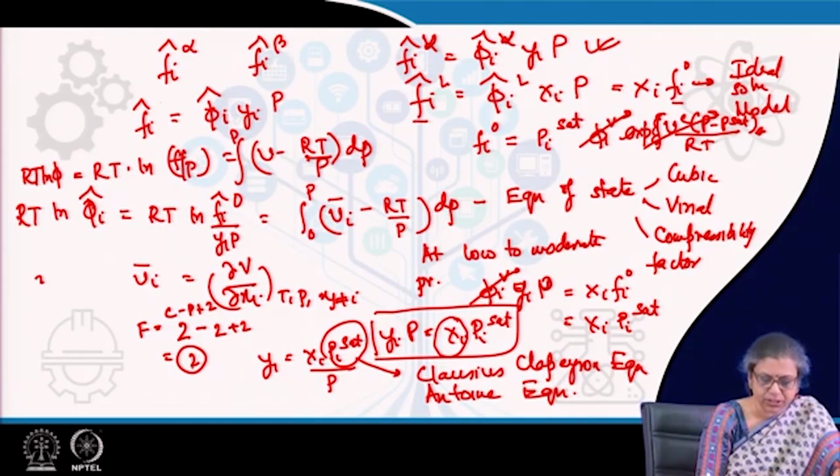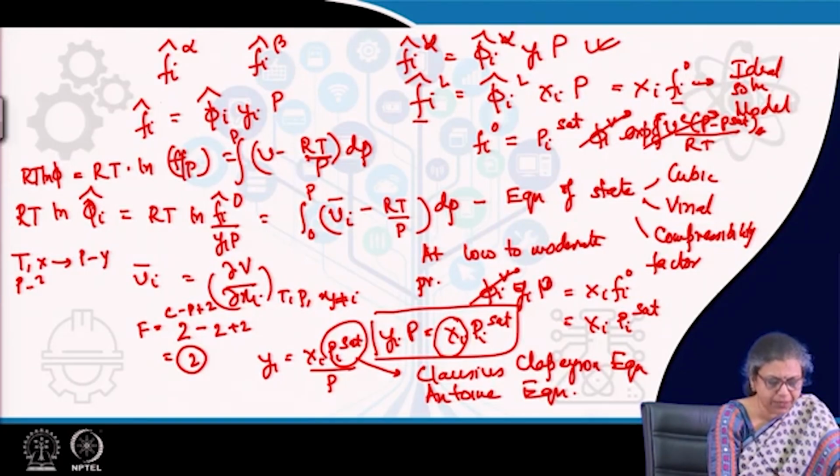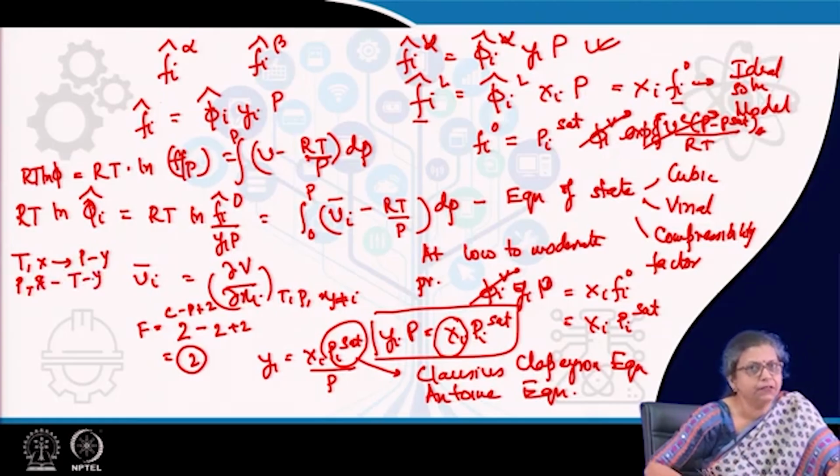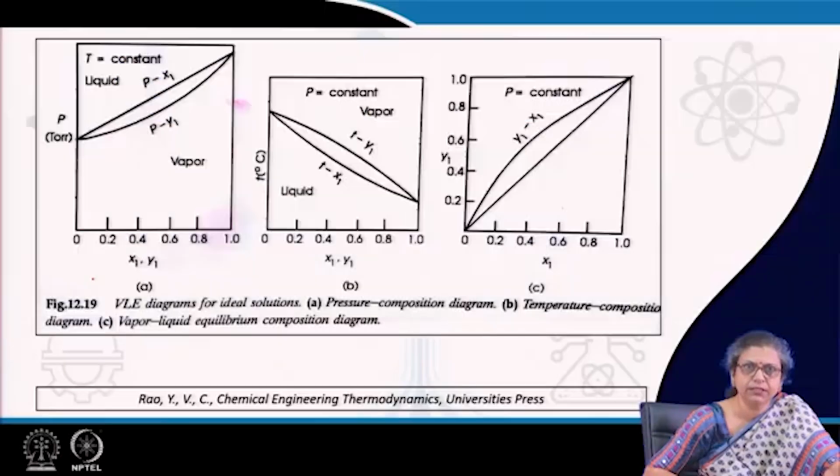So by convention, we either know T and x and we can express P and y, or maybe we know P and x and we can express T and y. In this particular way, we can find out the vapor liquid equilibrium under different conditions.